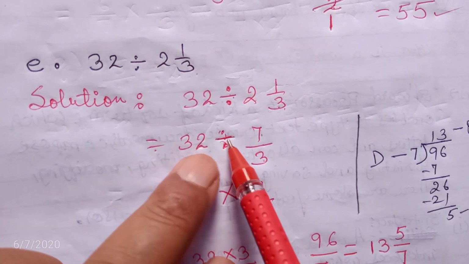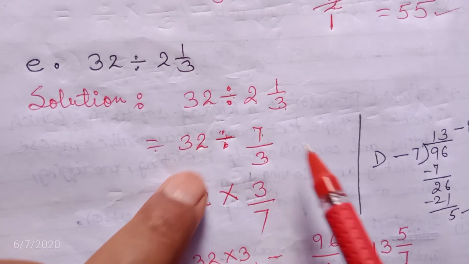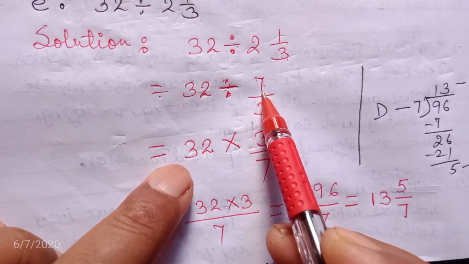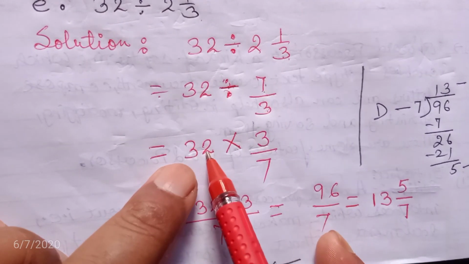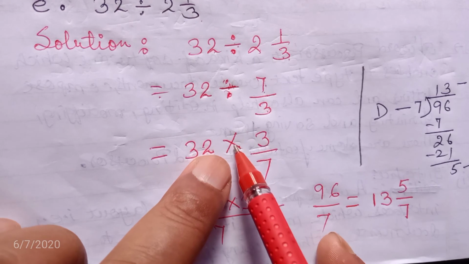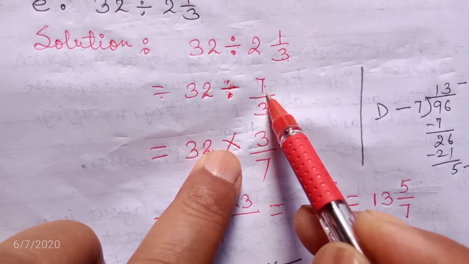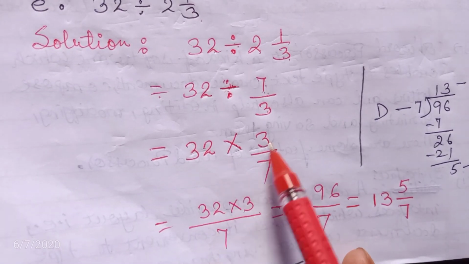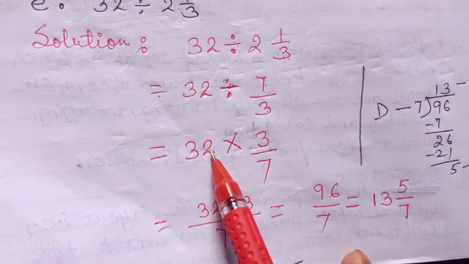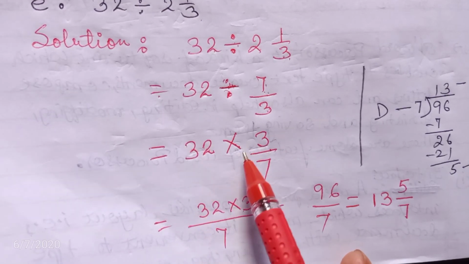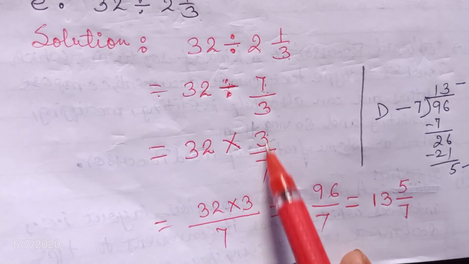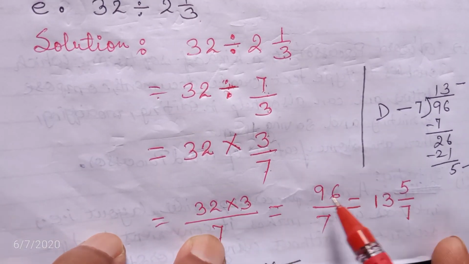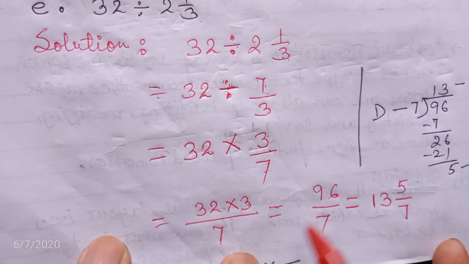Write 32 divided by 7 by 3. Now in next step you will change the sign and take the reciprocal of 7 by 3. So 32, division sign changes to multiplication sign, and reciprocal of 7 by 3 is 3 by 7. Now see if there is common factor. No, there is no common factor of 32 and 7, and 3 and 7. So multiply it. 32 into 3 by 7. 32 into 3 is 96 by 7.